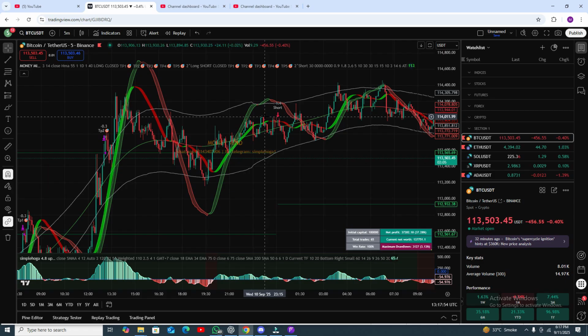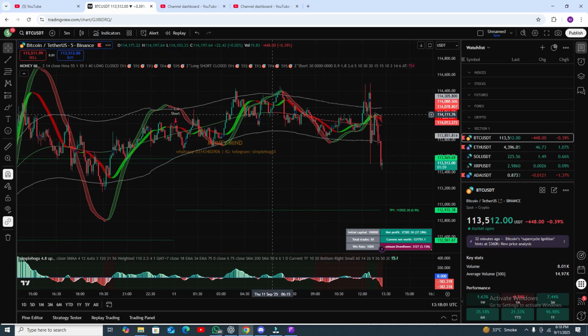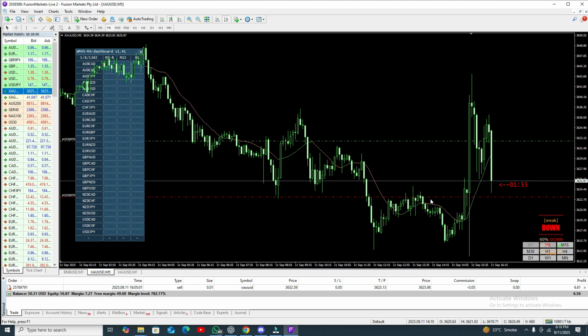You got the sell signal. After getting the sell signal, you can open your sell position from this point. And you can see the result. This is one more position, and here you can see almost $6 and $7 profit.